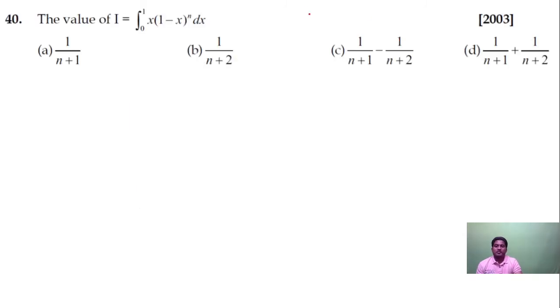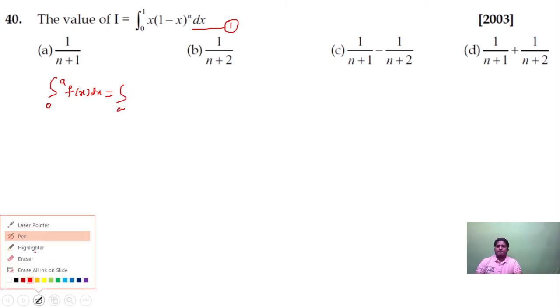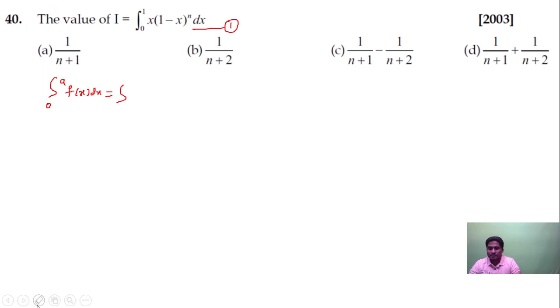Okay, question number 40. This is there in NCERT only, guys. Call this equation 1. If I use the King's property, 0 to a f of x dx will be equal to 0 to a f of a minus x dx. So you get I is equal to integration 0 to 1, and in place of x you get 1 minus x, so 1 minus of (1 minus x) whole to the power of n dx.